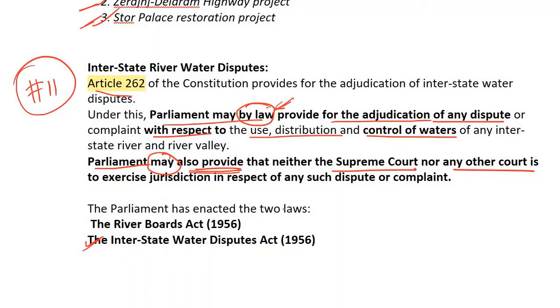Water Disputes Act. It is given here that Parliament may by law provide for this. So Parliament in effect brought two laws, the River Boards Act 1956 and the Interstate Water Disputes Act 1956. There have been amendments to these over the years. We will look at the details later, but right now keep in mind that Parliament can provide that neither the Supreme Court nor any other court can interfere, that they are not going to exercise jurisdiction in respect of any such dispute, right?